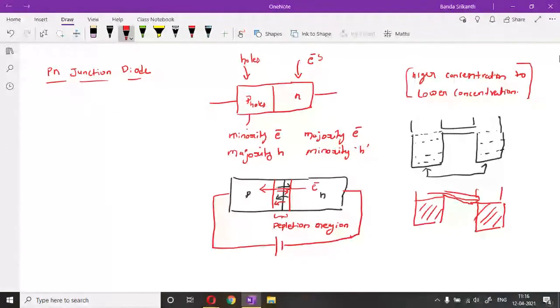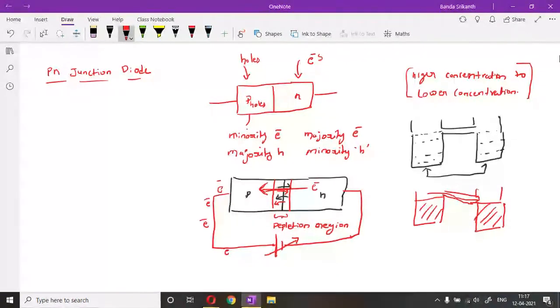Okay. If you apply the voltage here, then what happens? So this is the positive side. Since it is a positive voltage, this will attract the electrons. By force, it will attract the electrons to travel through this wire. Like this, the electron flow will happen.